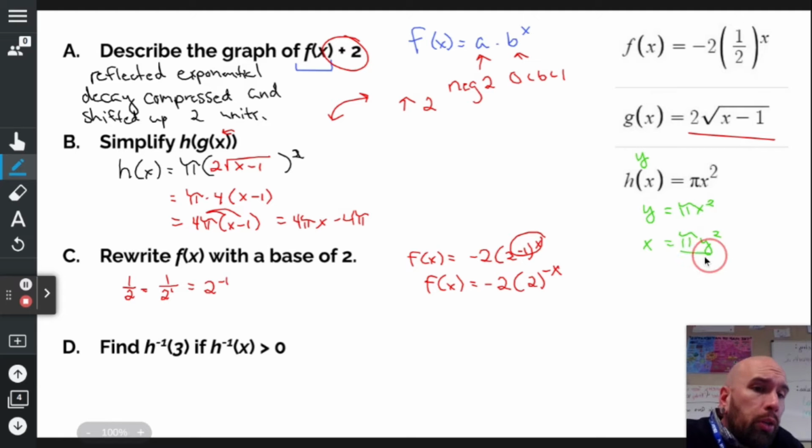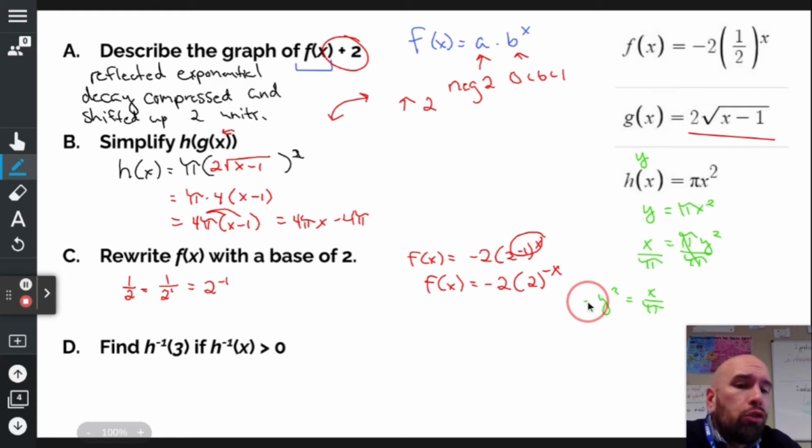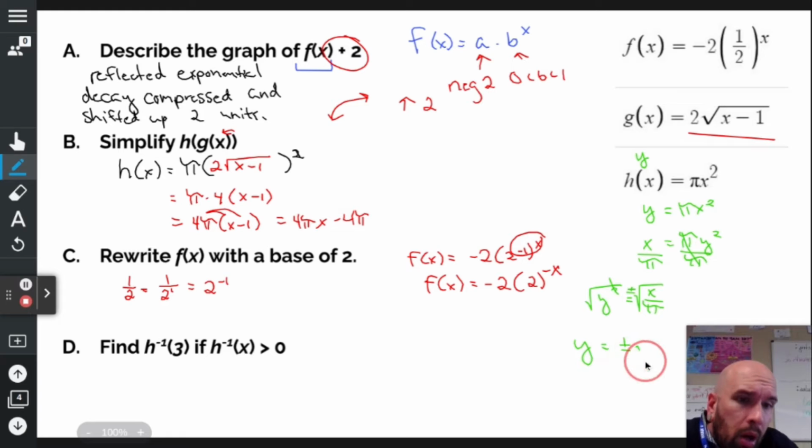Solve for the new y. So the first thing I'm going to do is divide both sides by pi. That's going to cross out. Gross. Now I have x over pi equals y squared. Let me move that y squared to the left so it looks prettier. In order to get y all by itself, I have to square root everything. So that cancels out. Whenever I square root both sides, I must attach the positive or negative to the right side. So what this leaves me with is y equals positive or negative square root of x over pi.